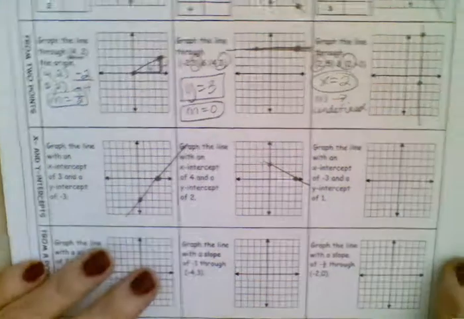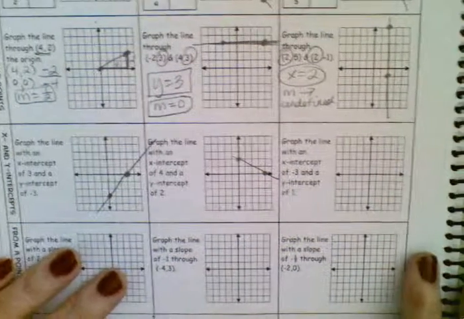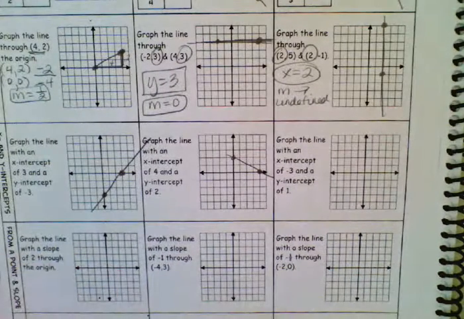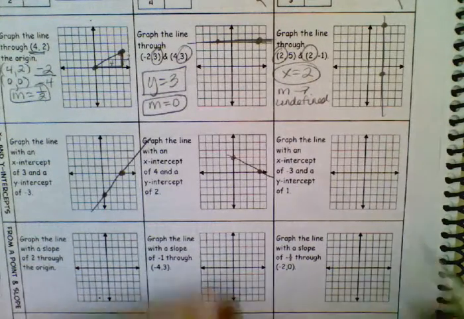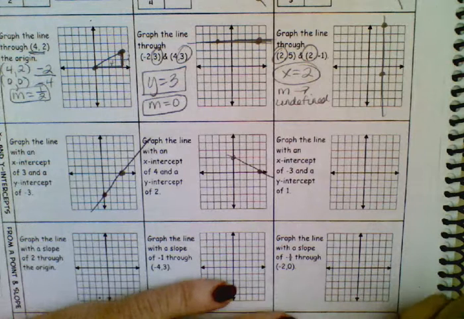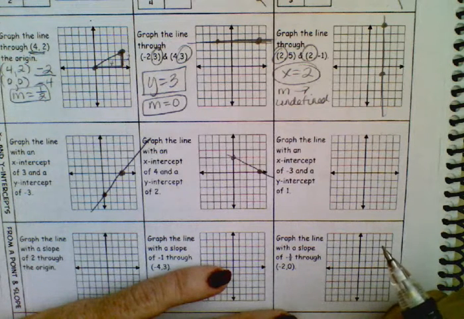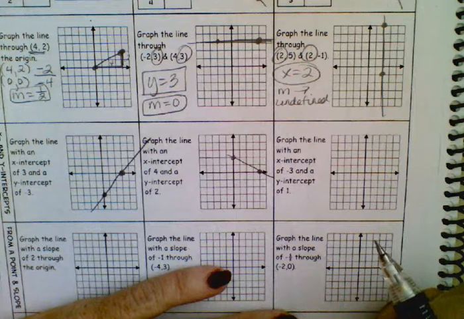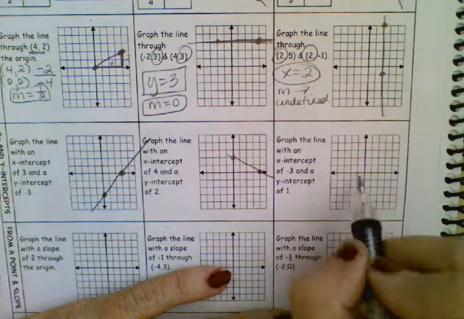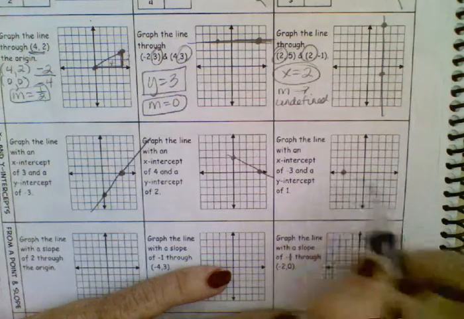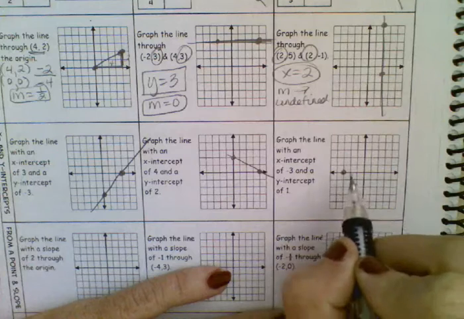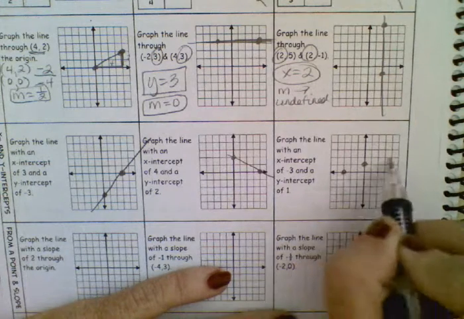Katie, graph the line with an x-intercept of -3 and a y-intercept of 1. So where's my x-intercept going to be? What direction? The x-intercept is going to be -3. Give me a direction, left or right? To the left. Left 3, 1, 2, 3. And where's your y-intercept going to be? Up 1. Good.